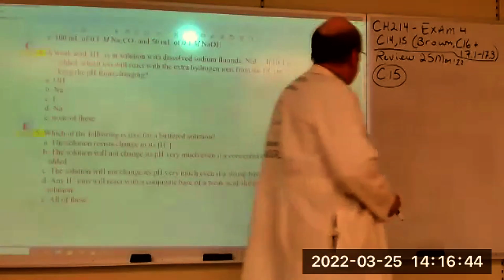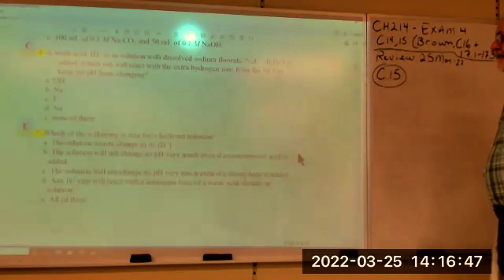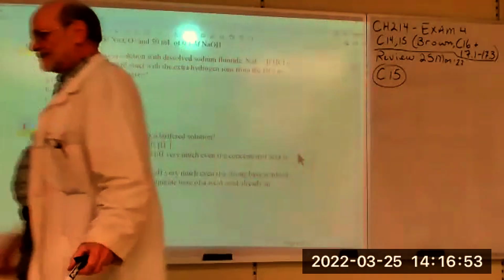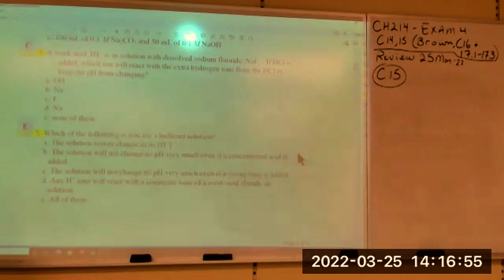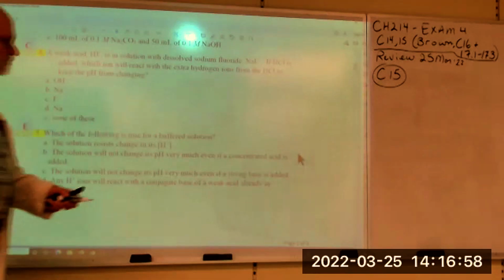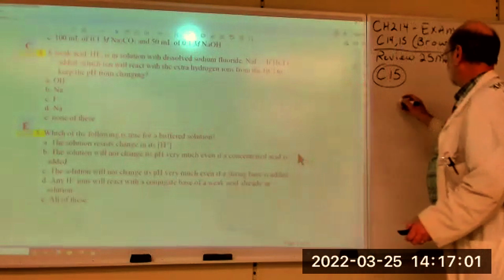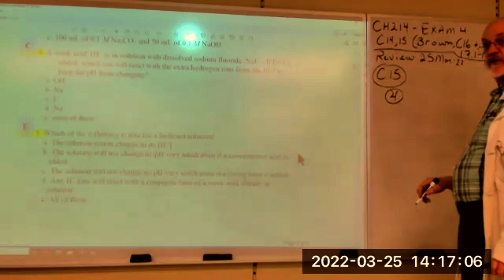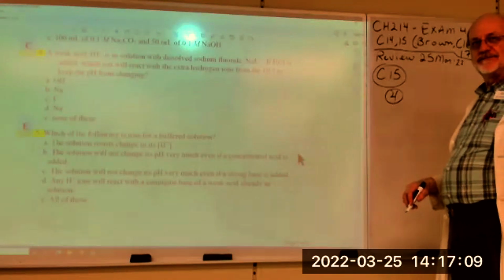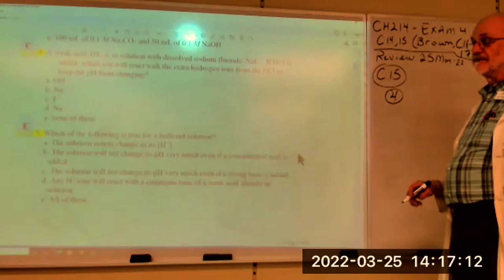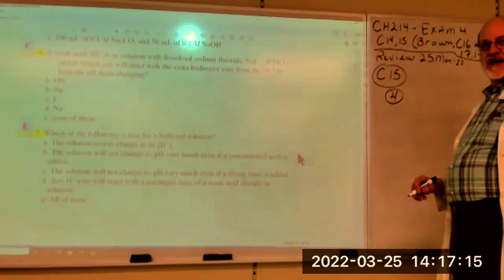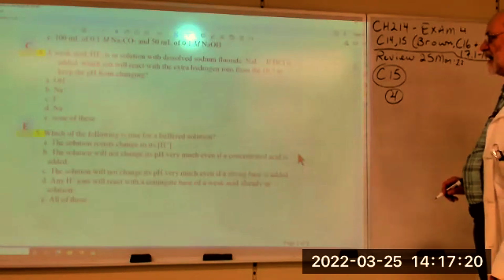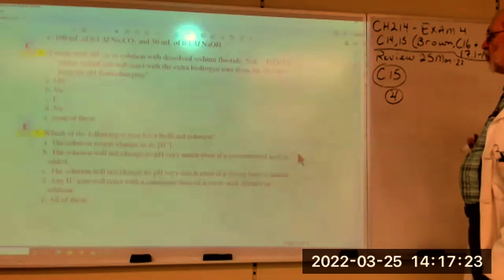So now we're into chapter 15 in my book, which we're on the way to buffers. All right, number 4. A weak acid, HF. Is that true? HF is a weak acid. It's a halogen. Yeah. The rest of the halogens are strong. HF is unusual. It's a weak acid. It's in solution with dissolved sodium fluoride.